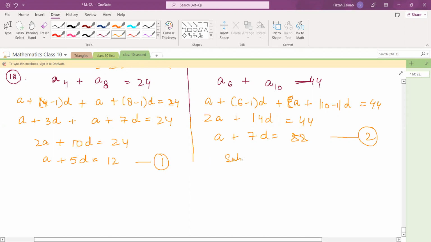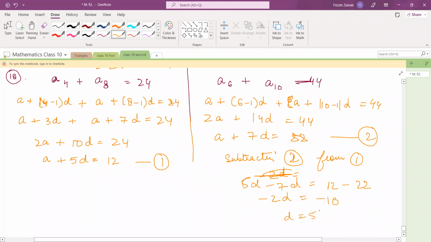Just subtract, subtracting the second from the first. So A is gone. 5D minus 7D, you get minus 2D. And 12 minus 22 is how much? Let me write it properly: 5D minus 7D is equal to 12 minus 22. So minus 2D is minus 10, minus gone, D is 5. And then find your A. From here, A plus 5 into 5, which is 25, is equal to 12, so A will be 12 minus 25, that is minus 13, right?